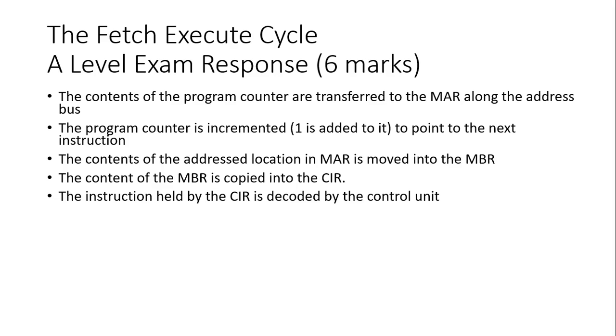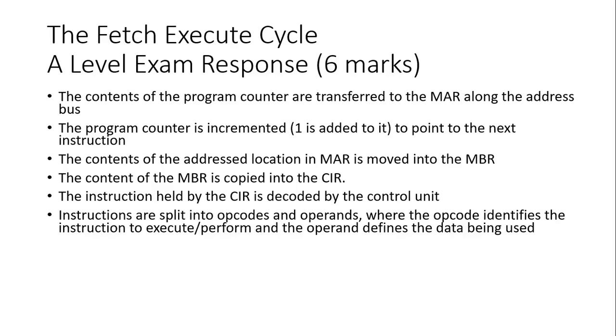With regards to the decode, the instruction held by the CIR is then decoded by the control unit, and the instruction is split into opcodes and operands, and this is where we need that level of detail so that you understand these assembly code or machine code instructions. Because they have a one-to-one correspondence with each other, we can reference them because they both have opcodes such as store, move, add, and operands, which is the data that they're using.